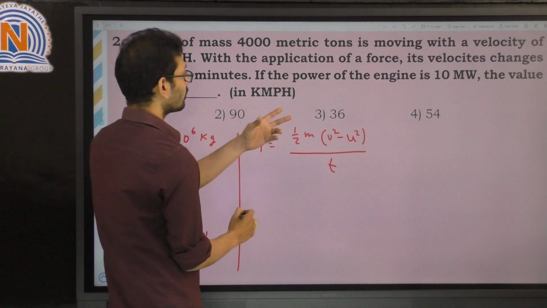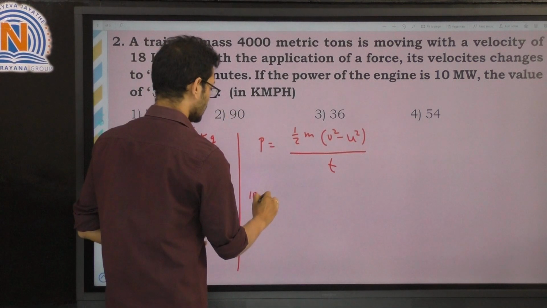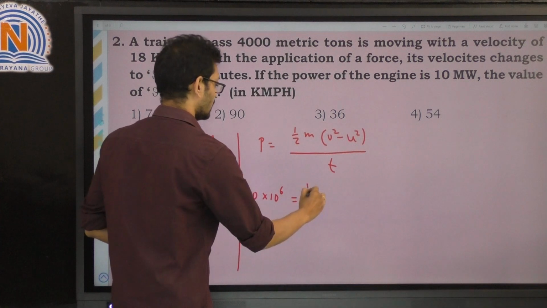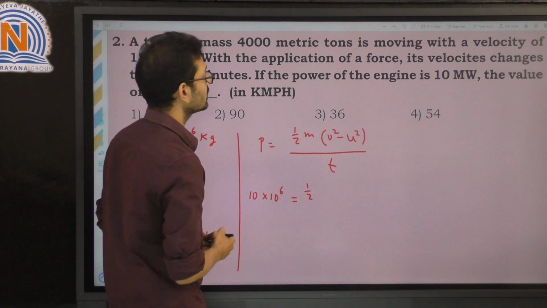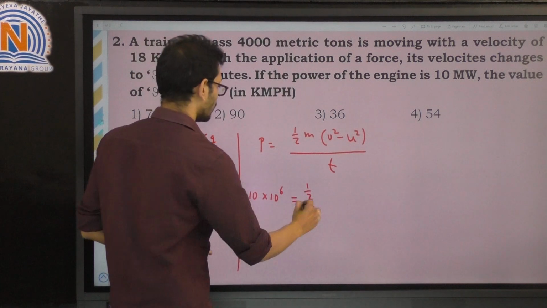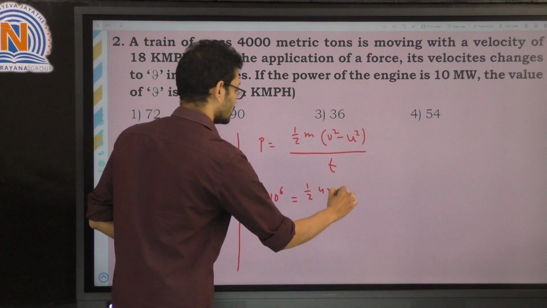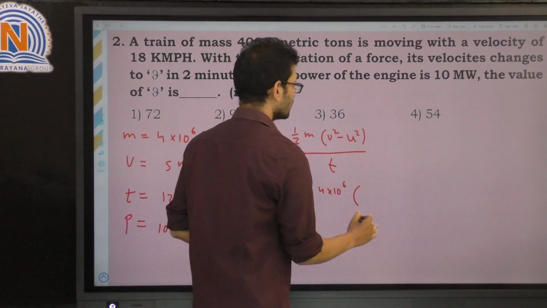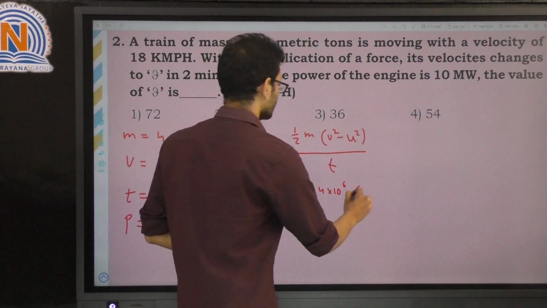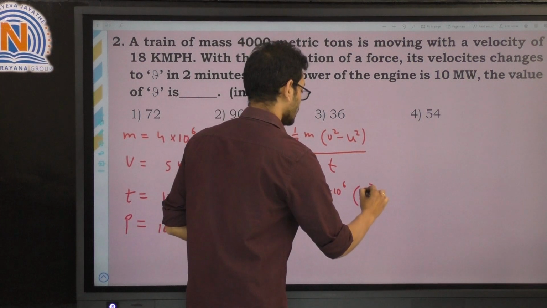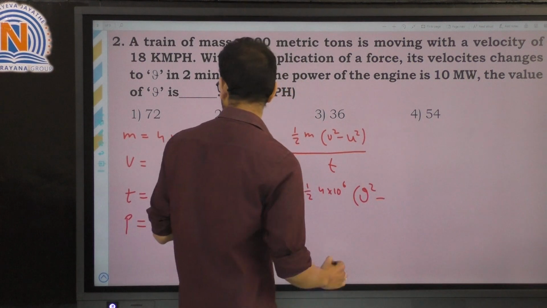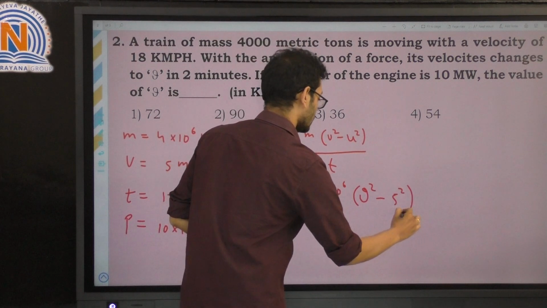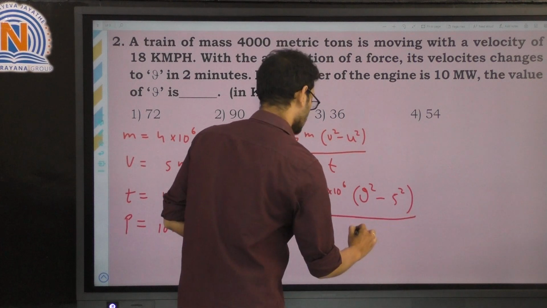So what is the power over here? Power is 10 into 10 power 6 equals half m, m is how much? m is 4 into 10 power 6, into v square. What do you mean by v square over here? V square is mu square. Mu square minus u square. U is 5, so 5 square, by T, which is 120.